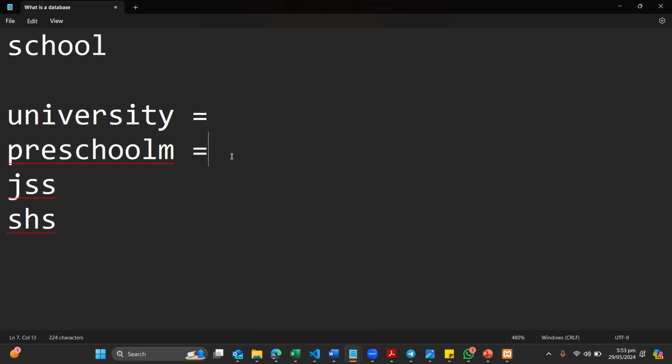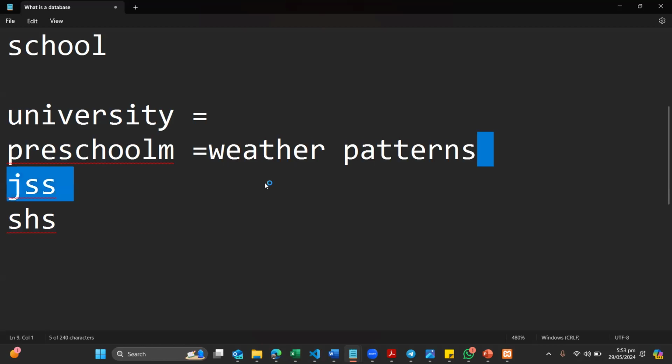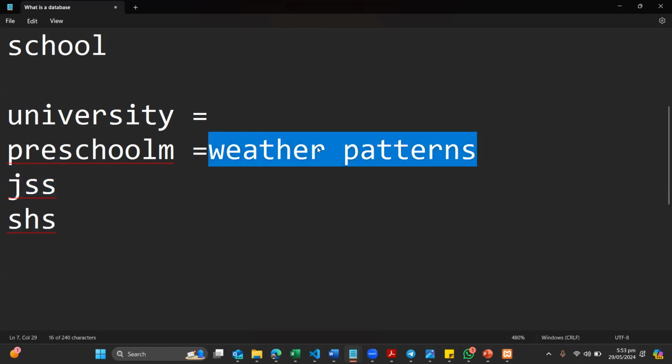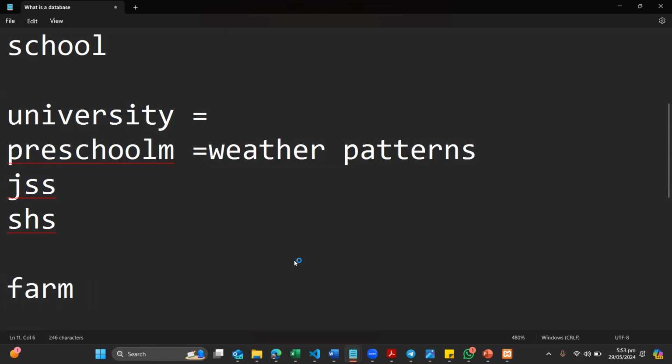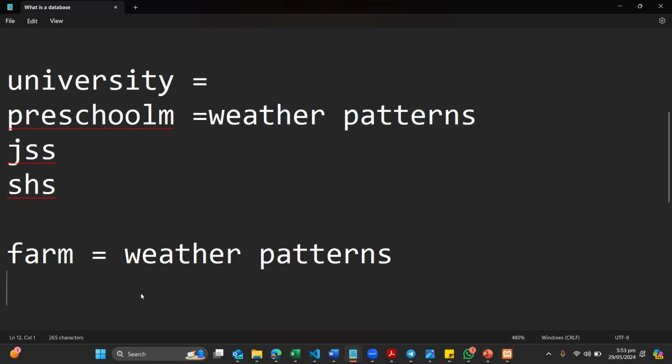In all of these things, do I go and keep information on the weather patterns in Ghana? I don't. Why? Because the weather patterns in Ghana have nothing to do with the preschool. But if I was building an application for a farm, I would keep the weather patterns of Ghana because the weather would determine how my crop will be yielded.